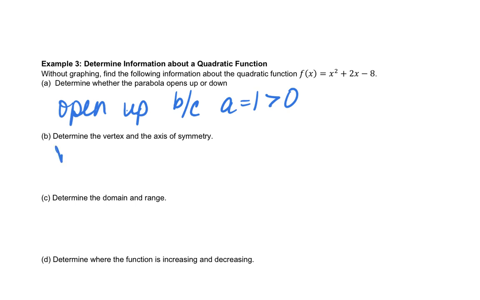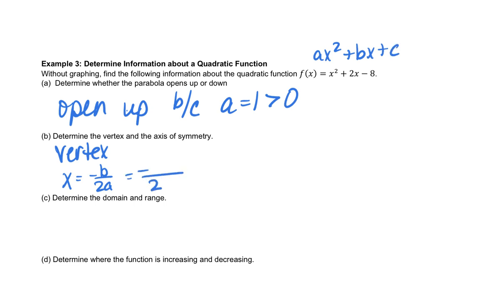Now to find your vertex, try not to make mistakes here. All right, so to find the vertex, the x value is negative b over 2a. So remember, this is ax squared plus bx plus c. So negative b over 2a. Well, b is my 2 and a is 1. So negative 2 over 2 is negative 1.